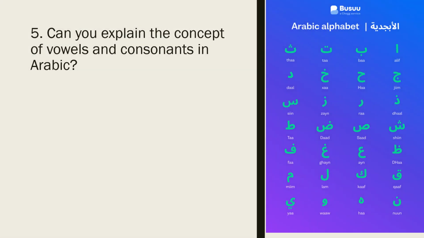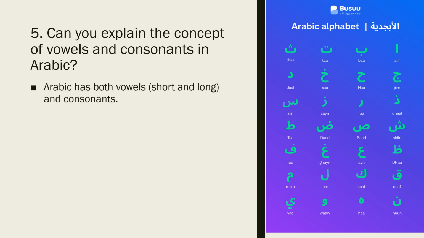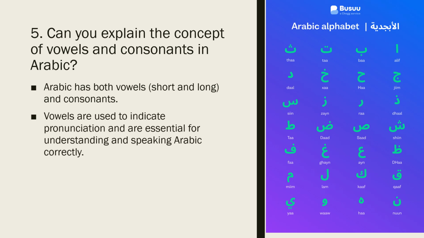Number 5, can you explain the concept of vowels and consonants in Arabic? Arabic has both vowels, short and long, and consonants. Vowels are used to indicate pronunciation and are essential for understanding and speaking Arabic correctly.